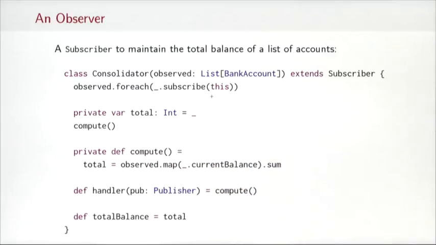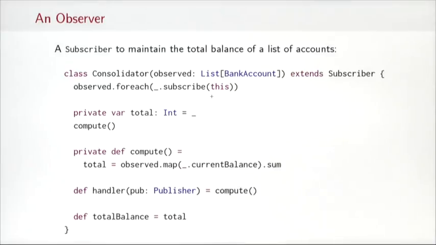I initialize it by calling the compute method. So what does compute do? The compute method goes through all observed bank accounts, takes the current balance of each and takes the sum of these balances and stores the result in total. Compute is also called by the handler method of the subscriber. So whenever one of the bank accounts changes, compute is invoked again to recompute the total balance.